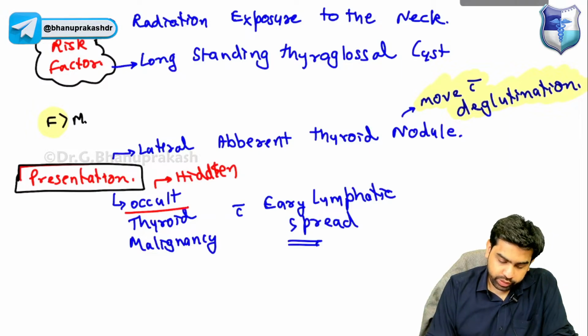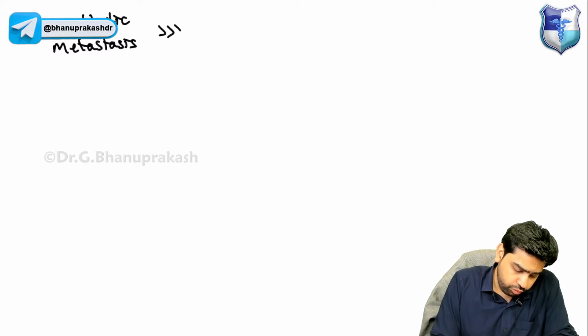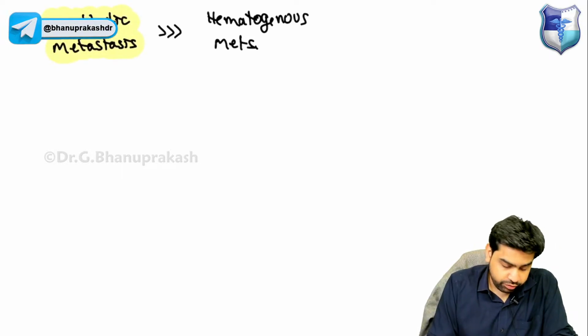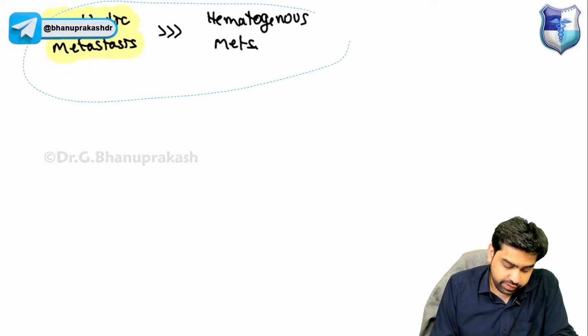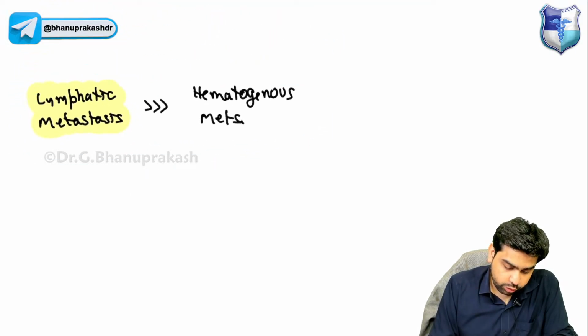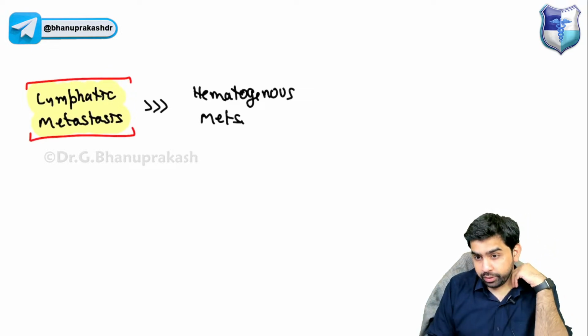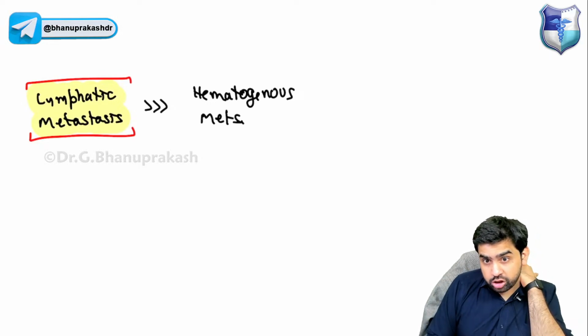As you can see over here, in the papillary carcinoma of thyroid, we have lymphatic metastasis. The lymphatic metastasis is much more as compared to hematogenous metastasis. Please try to understand. Over here, we get an early lymphatic metastasis. That is what you need to understand.